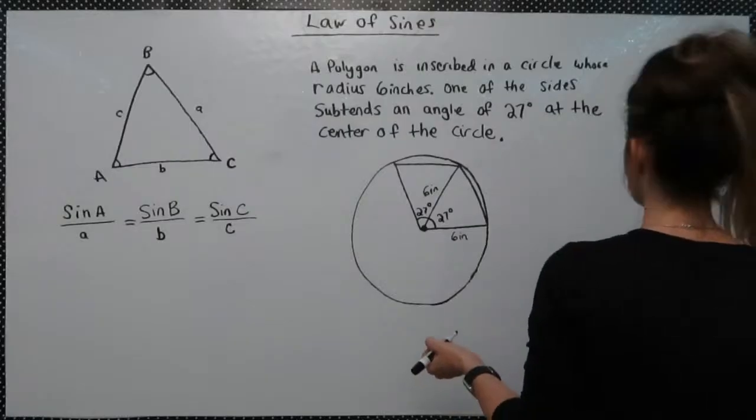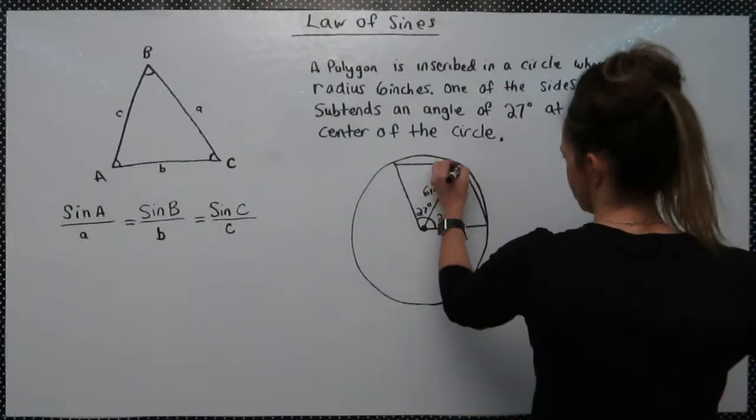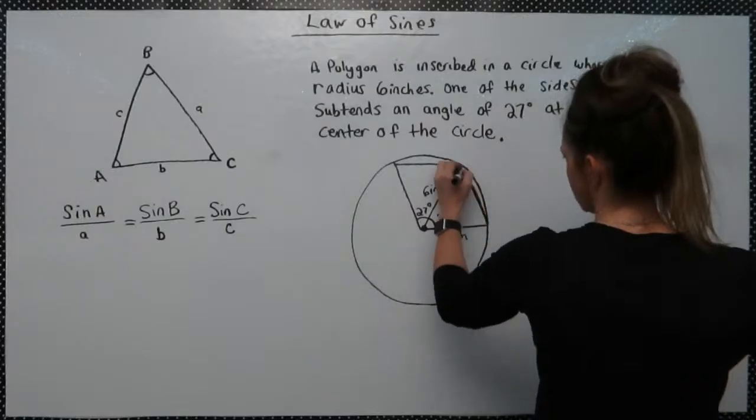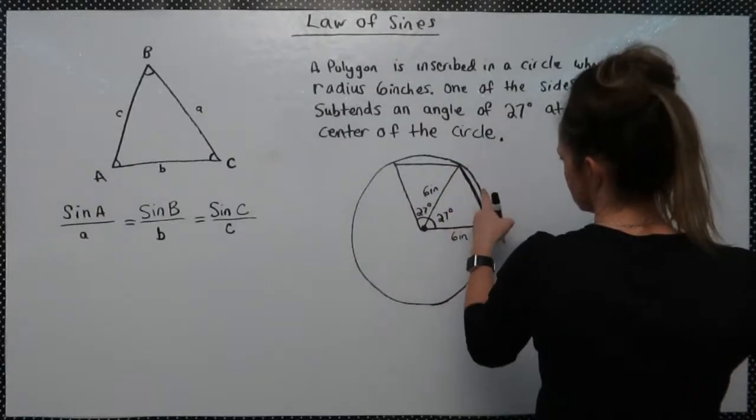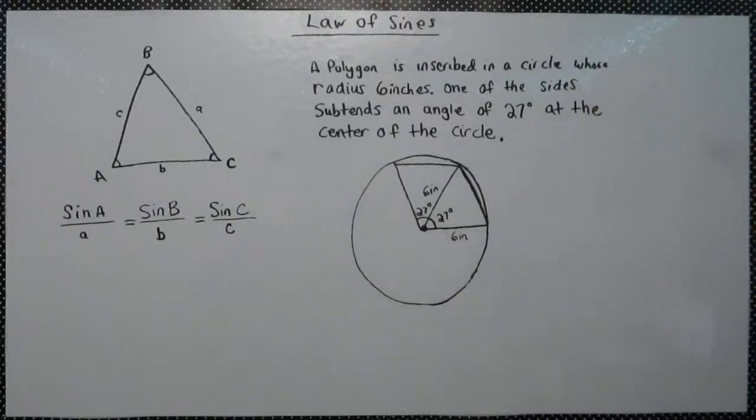So what's going on here is it wants a length of one of the sides. Hang on, center of the circle. All right, so what's it want? 27 degrees at the center, to find the length of this side.